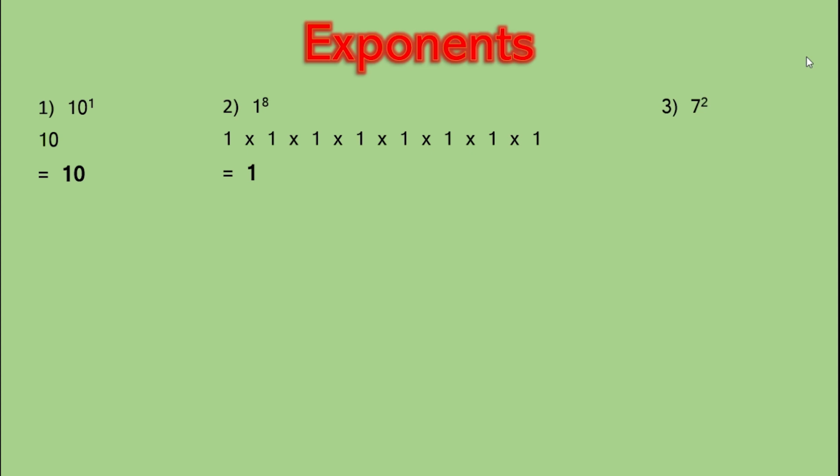In the third question, we have 7 to the power of 2. All this means is that this is 7 times 7. So if you simplify that, it equals 49. Now what I'm going to do is give you a couple of questions to work on your own. I'll give you some time to pause the video and solve these on your own, and in a few minutes you can play the video again and the answers will be shown shortly.